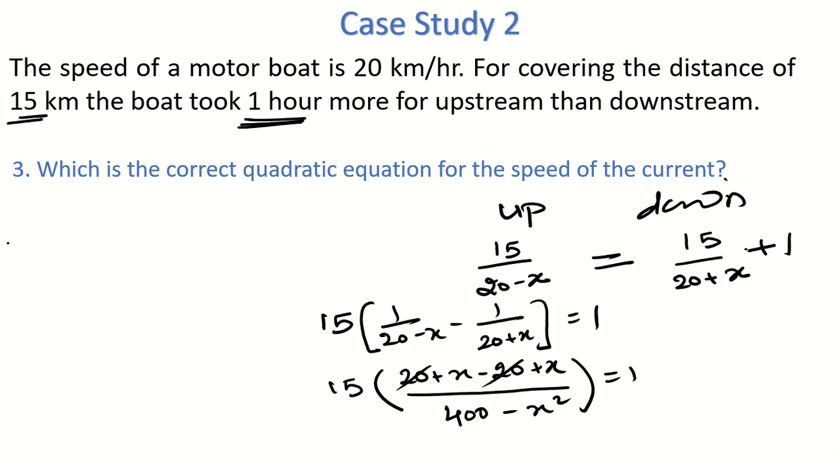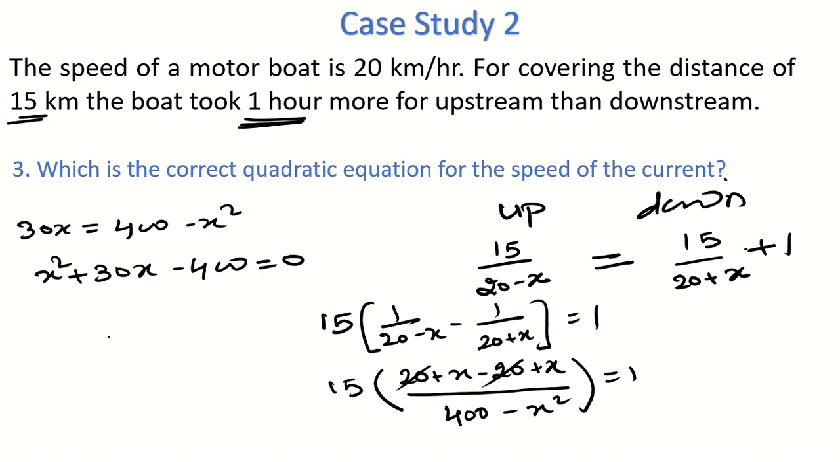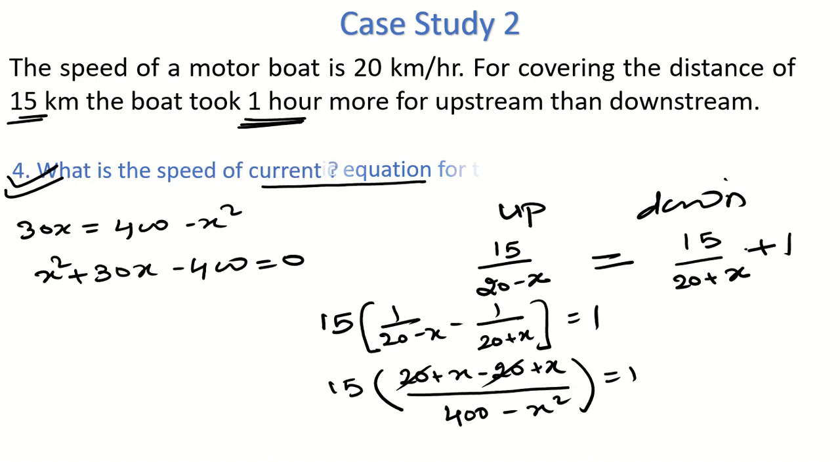Okay, now this is 15 times 2x, so 30x is equal to 400 minus x square, means x square plus 30x minus 400 is equal to 0. So this is the answer for this third part, because they are asking about the quadratic equation. Okay, so this is the quadratic equation. I am sure next part will be to solve this.